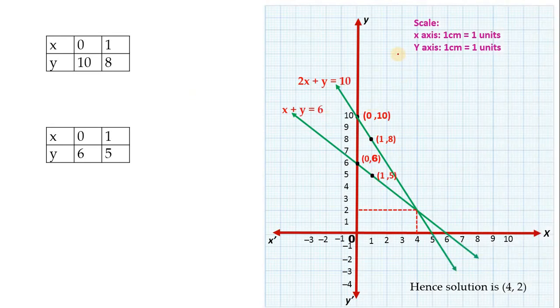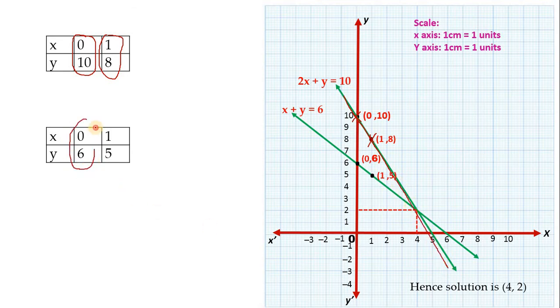So this is the related graph, children. First look at how I have drawn this graph. See here, x value 0 and y value is 10. When x is 0, y value is 10. Means we have to plot here. So hence you have to mark here. And next (1, 8). So 1 is here, 8 is here. So we have to plot here. Next, join these 2 points and produce this line.